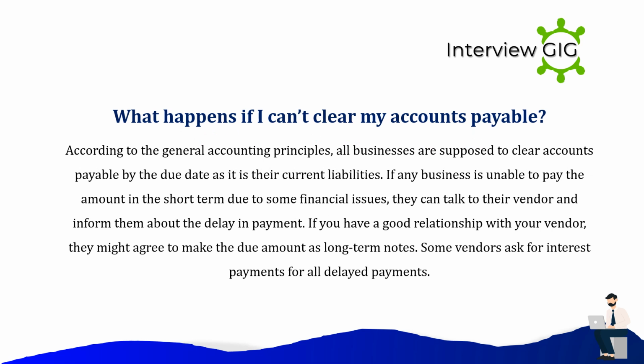What happens if I can't clear my accounts payable? According to the general accounting principles, all businesses are supposed to clear accounts payable by the due date, as it is their current liabilities. If any business is unable to pay the amount in the short term due to some financial issues, they can talk to their vendor and inform them about the delay in payment. If you have a good relationship with your vendor, they might agree to make the due amount long-term notes. Some vendors ask for interest payments for all delayed payments.